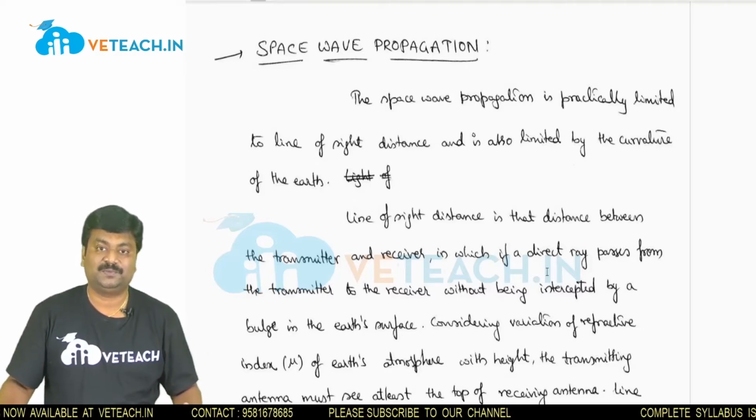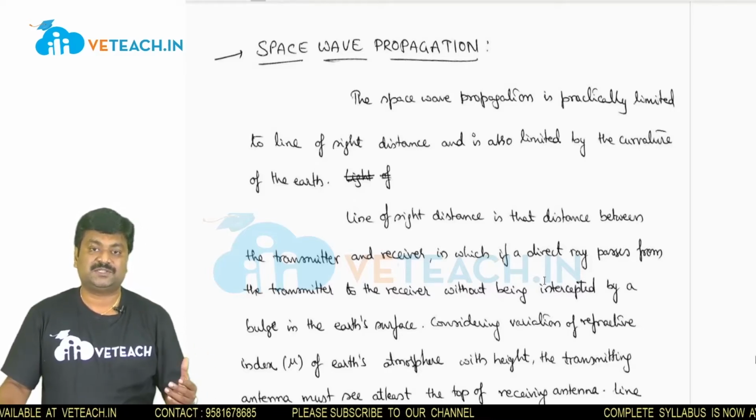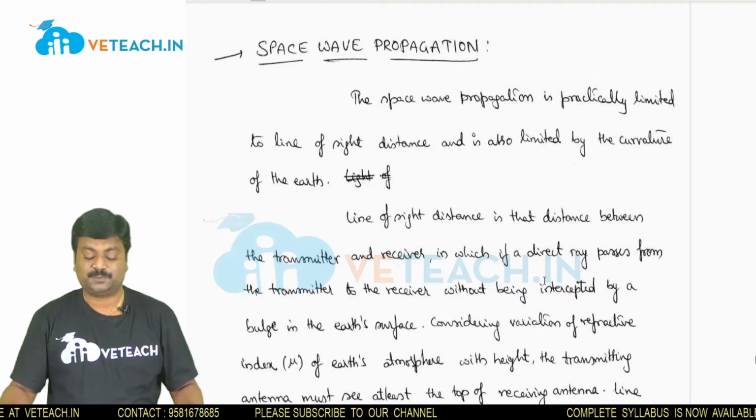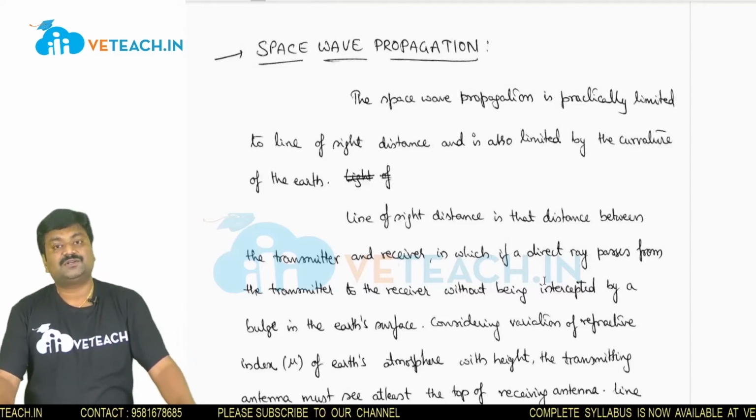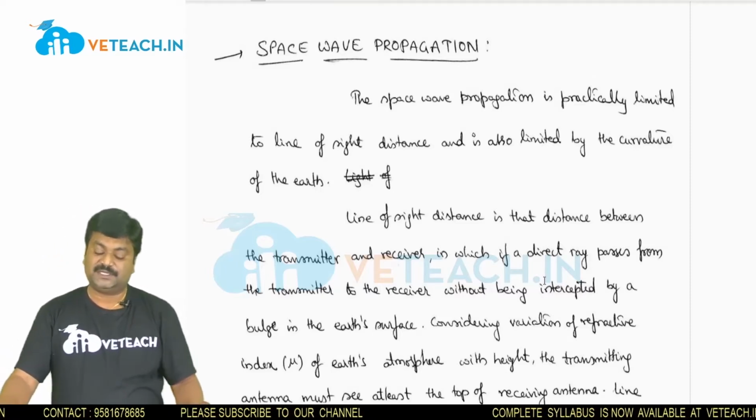We will be dealing with space wave propagation, where we have seen so far ionospheric propagation as well as ground wave propagation. So the last concept, or the third mode of propagation, is space wave propagation. Here it is always limited to line of sight distance itself.